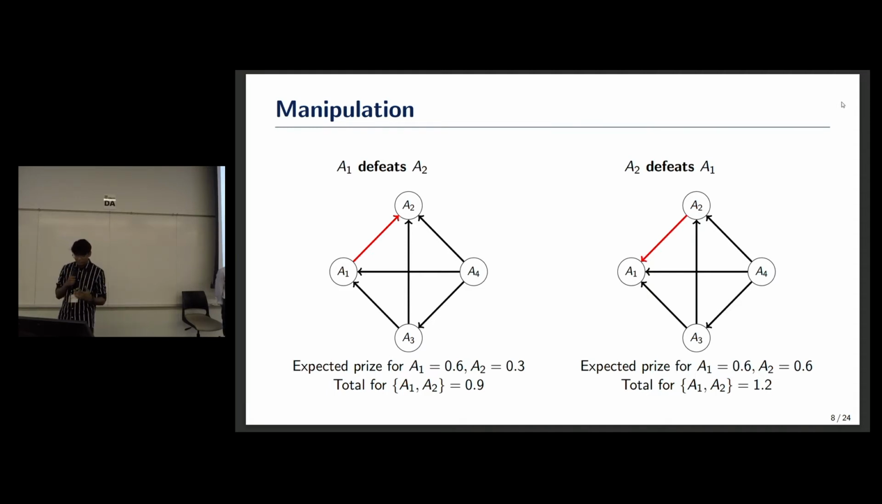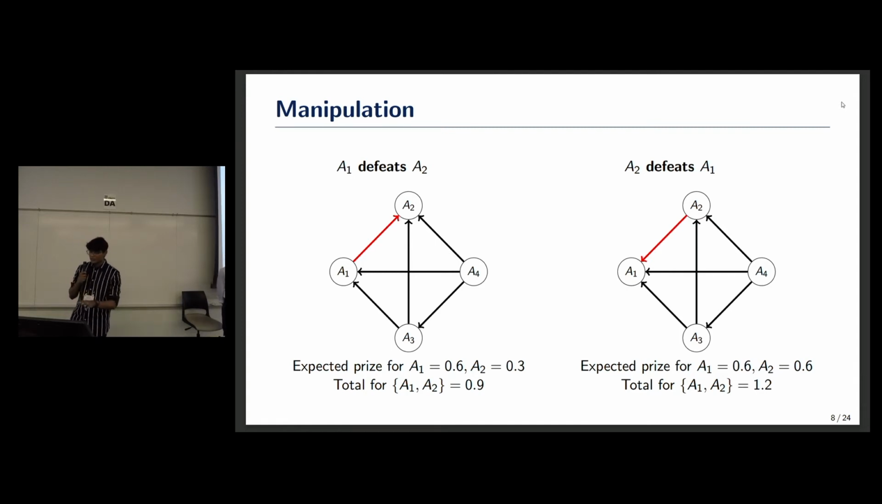So for example here, you can think of S as being the set A1 and A2, the teams that Nike sponsors. And in the first picture, if A1 defeats A2, we see that the total expected prize for the set A1, A2, which is the sum of the expected prizes for A1 and A2, is 0.9. But if A2 defeats A1, it goes up to 1.2. So now A1 and A2 have an incentive to fix the result of their match so that A2 defeats A1, so as to increase the total expected prize of that set.